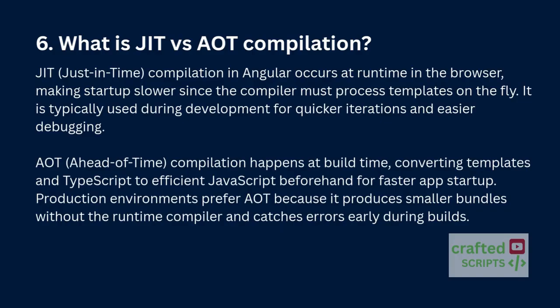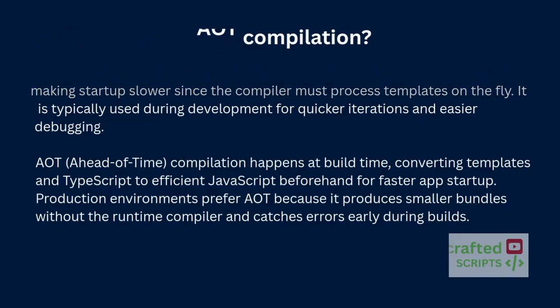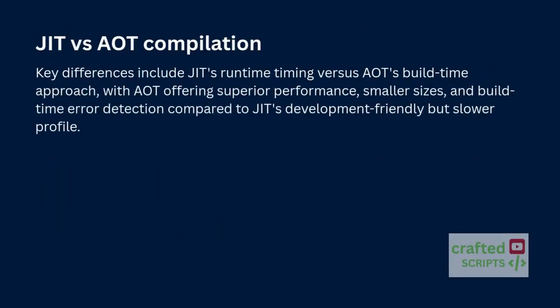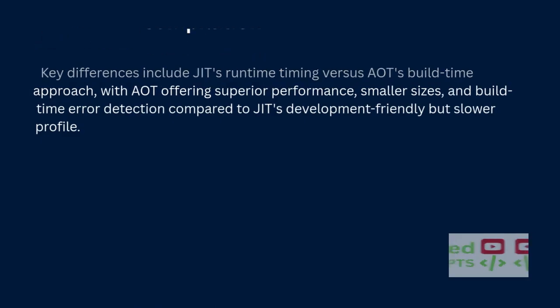Production environments prefer AOT because it produces smaller bundles without the runtime compiler and catches errors early during builds. Key differences include JIT's runtime timing versus AOT's build time approach, with AOT offering superior performance, smaller sizes, and build time error detection compared to JIT's development-friendly but slower profile.